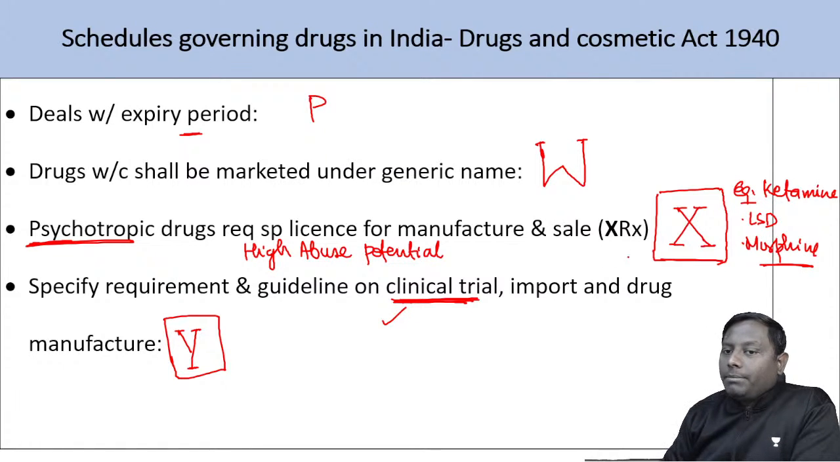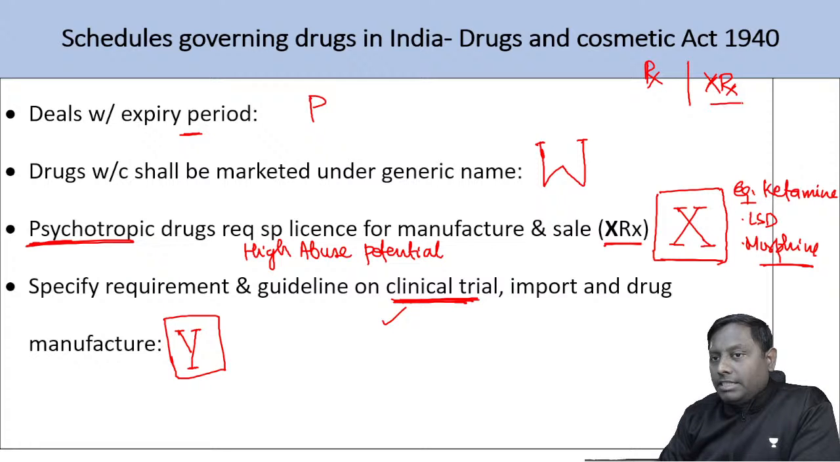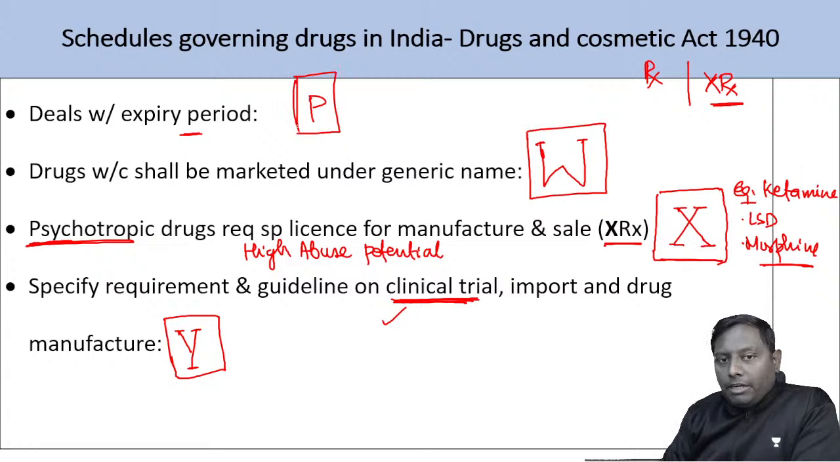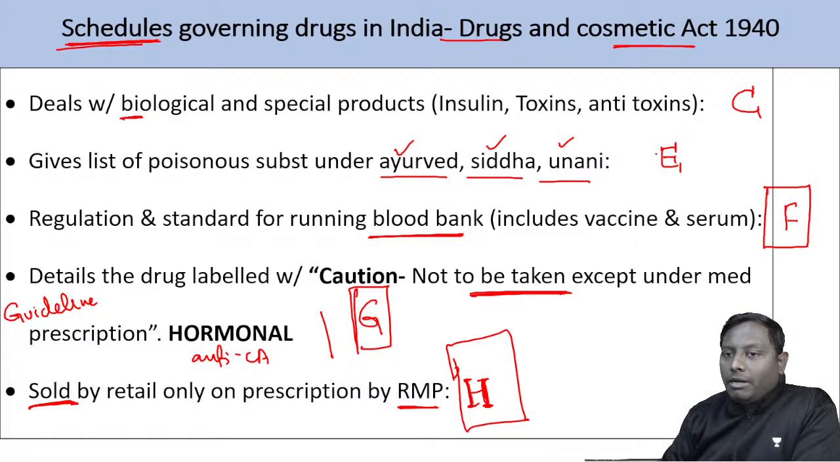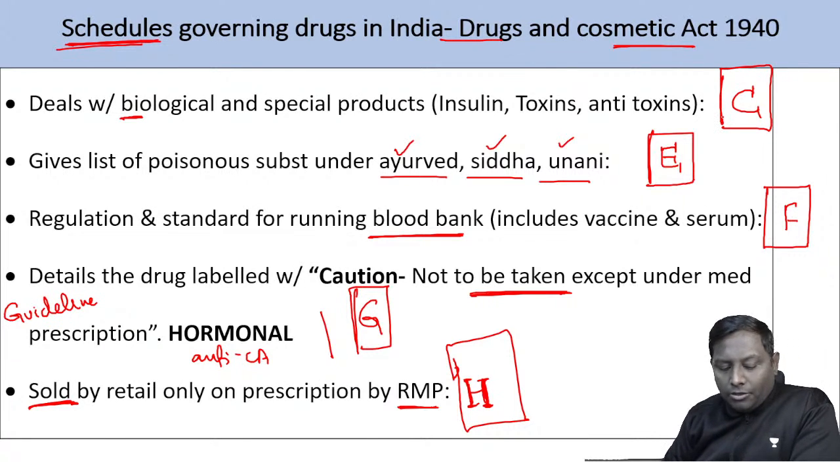So all the schedule X drugs are prescribed with the XRX. Normally if you prescribe a drug, you prescribe something like this, take thou. But if you want to prescribe a schedule X drug, it is prescribed as XRX. ठीक है, याद करिएगा. W worldwide, they are available by the same name. P for expiry period, I don't think anyone will forget that. H for जो हम देंगे, this should be sold only on my prescription, हम हैं RMP. G for the one that gives you guideline, F for blood bank, for running a blood bank, E for क्या दे दिया, that is the list of poisonous substances, and C is the biological, right? C is the biologicals that we have, right?